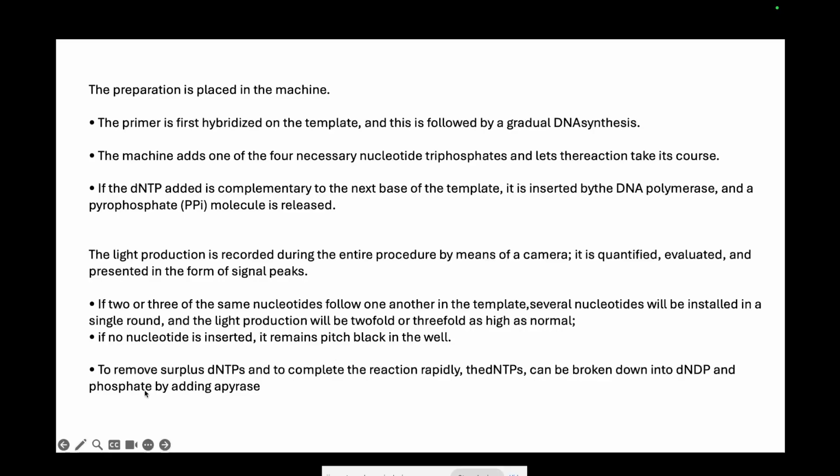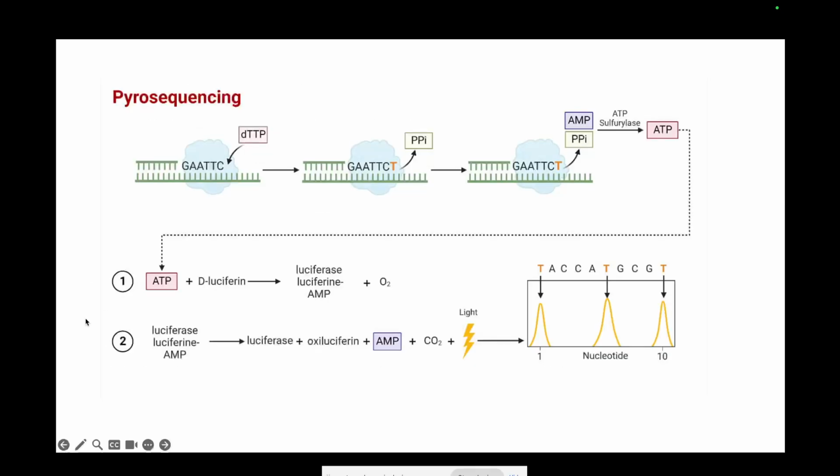And again, in the last step, to remove surplus dNTPs and complete the reaction rapidly, the dNTPs are broken down into dNDP, which is diphosphate, and phosphate by using this enzyme called apyrase. So this is a schematic of the same.